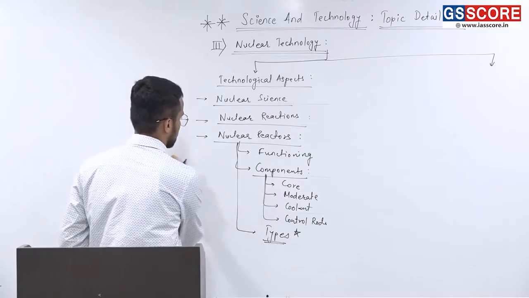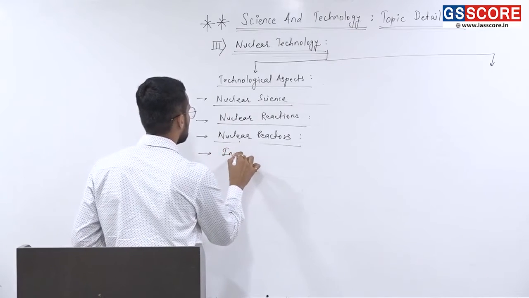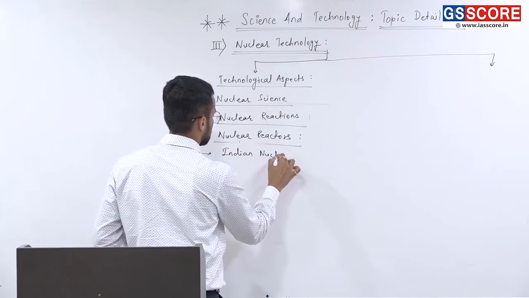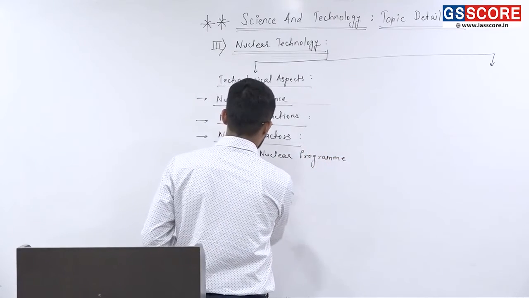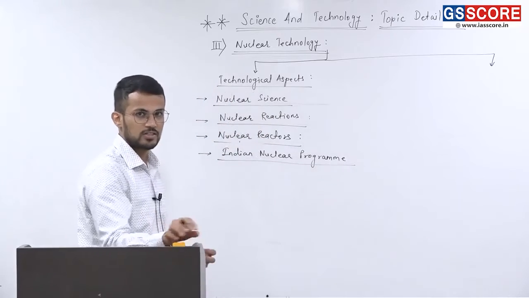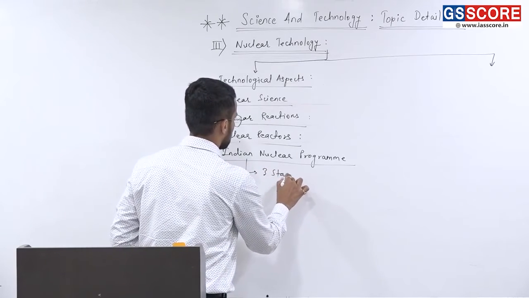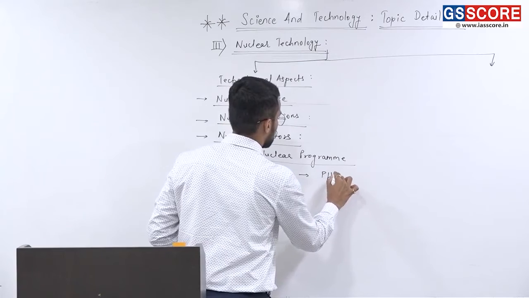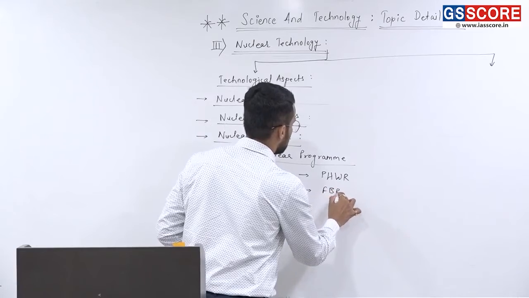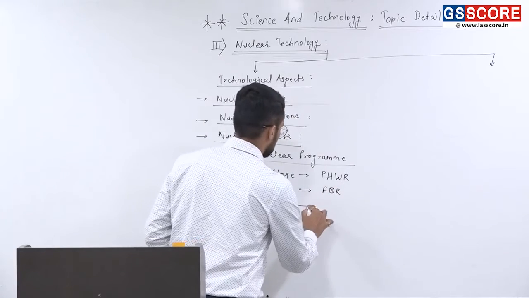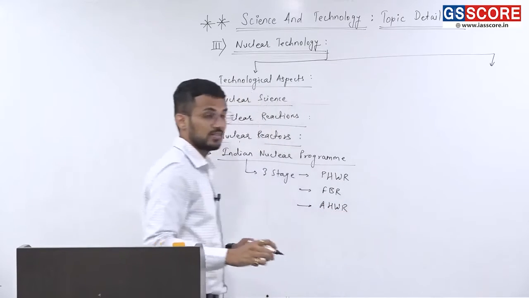Then the next topic under nuclear technology is the Indian nuclear program. This Indian nuclear program consists of 3 stages. The first stage is the pressurized heavy water reactor stage. The second stage is the fast breeder reactor stage. The third stage is the advanced heavy water reactor stage.